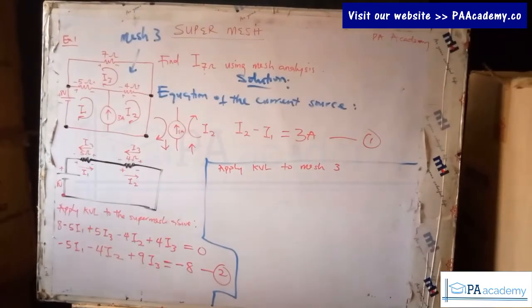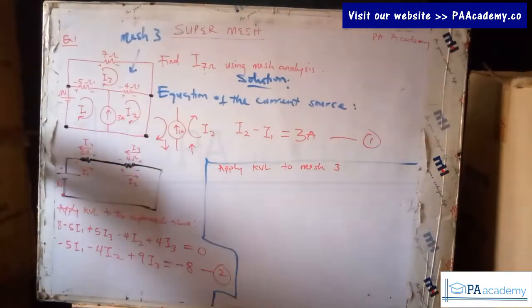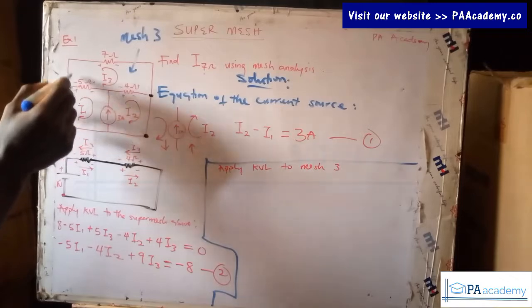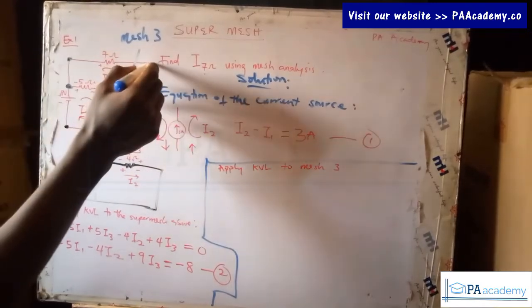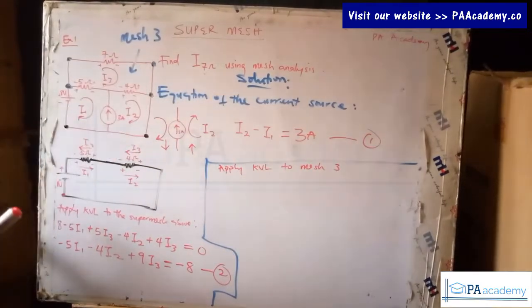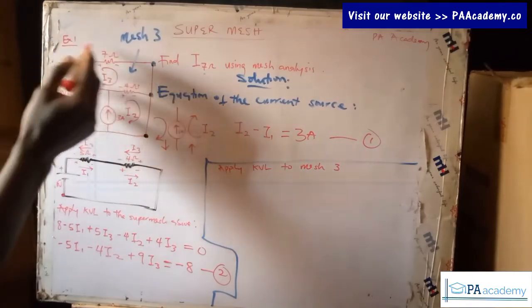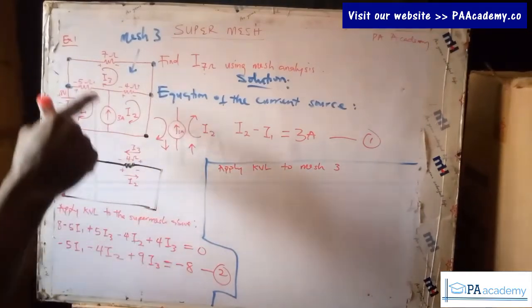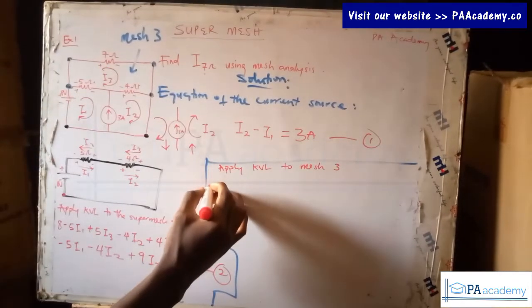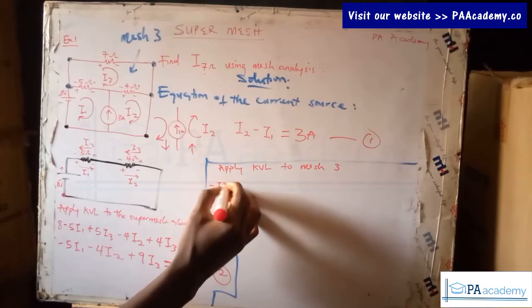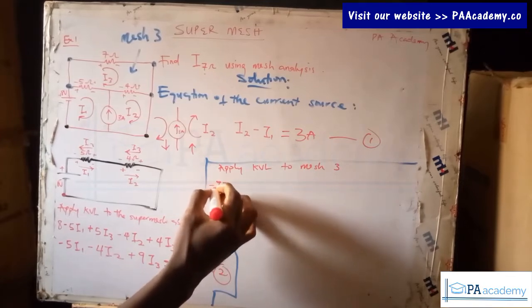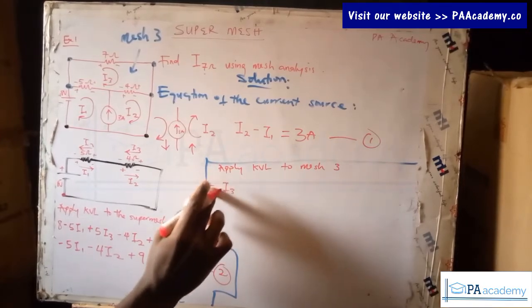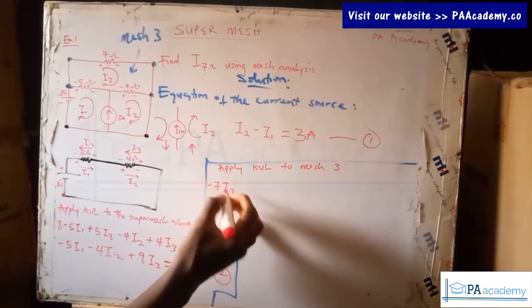So if you have to apply KVL, let's start from this point to here in this direction. Let's go around. The first element we are coming across, the first resistor is this. From plus to minus, that's going to be minus 7 I3. This is 7, don't mind my writing, minus 7 I3.